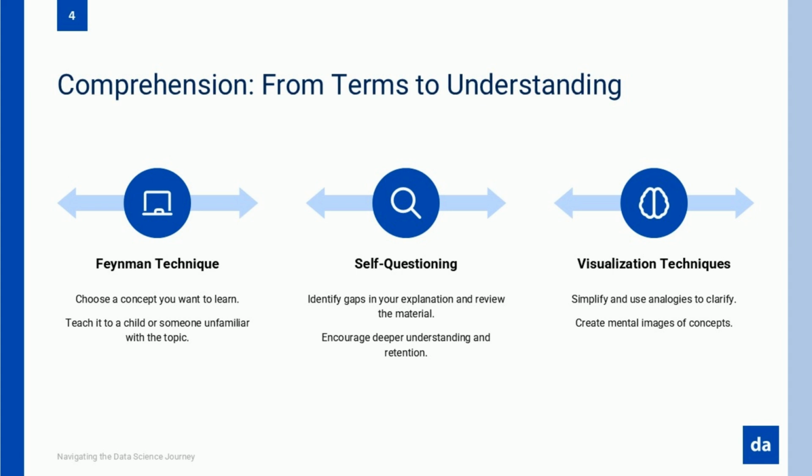Some excel at the mathematical theory, but struggle to translate that into working code. Others are coding wizards, but can't explain the business implications of their results. True comprehension means developing fluency across all three domains and seeing how they connect. So, how do you identify gaps in your understanding?